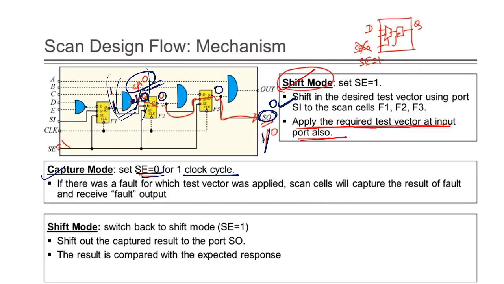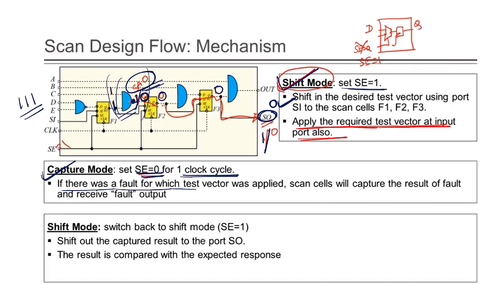Okay. If there was a fault, these are the steps. How to find out the fault: first you need to operate the circuit in shift mode. Shift mode means all the test vectors are loaded through the shift register. After that, you need to make SE equal to 0 for one clock cycle. So that is capture mode.